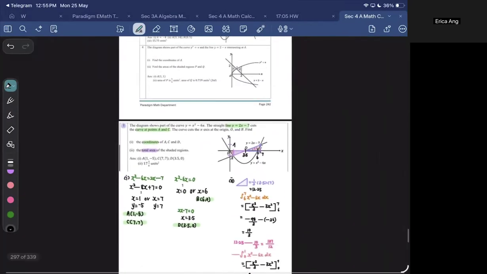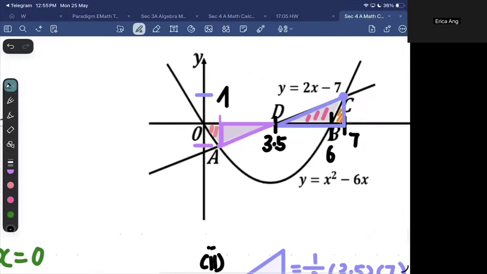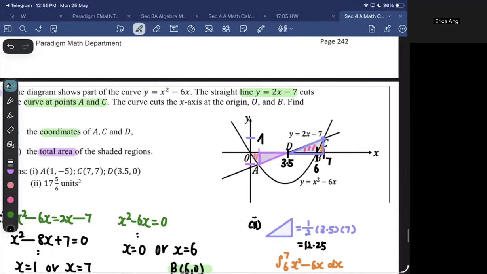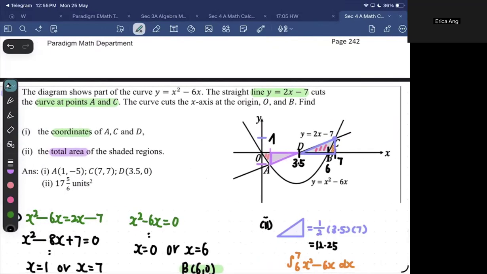Can understand? Okay, so you see, you can only do a triangle if the area is bounded by a straight line. But other than that, you must always check, hey, is it area under the curve or area above the curve? Then you must be careful. Okay, so this one is quite a good question. I believe the second part is at least 6, 7 marks on just the area alone. So you imagine you add the coordinates, easily 10 marks already.